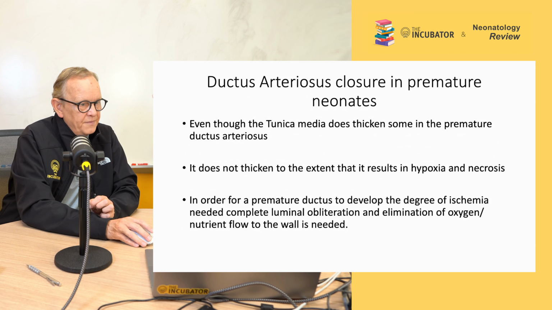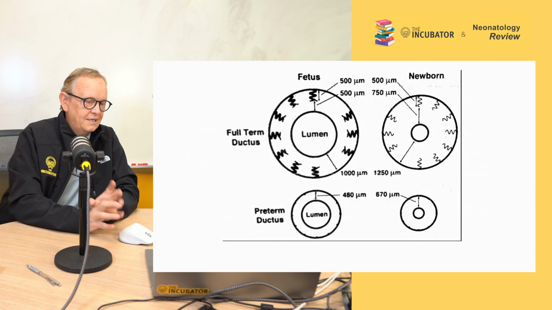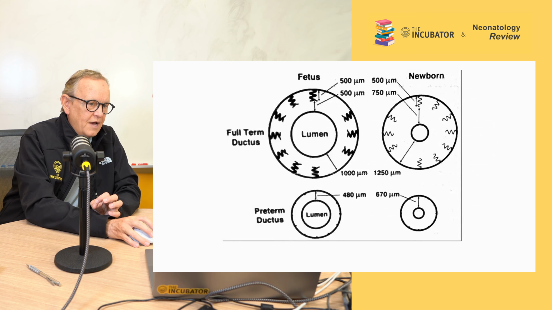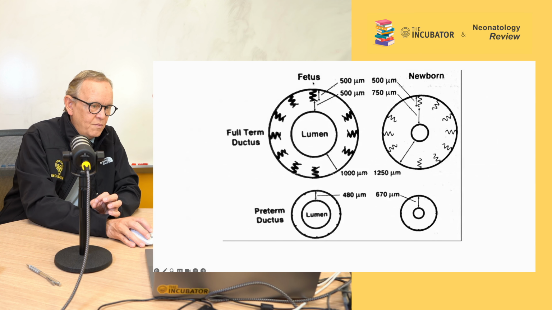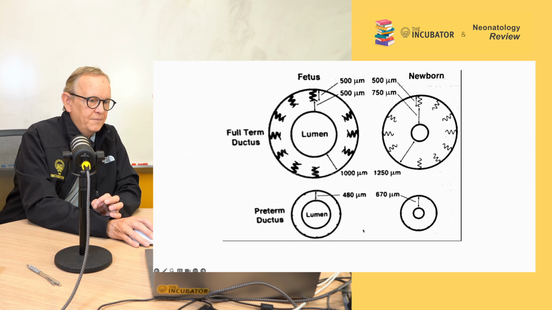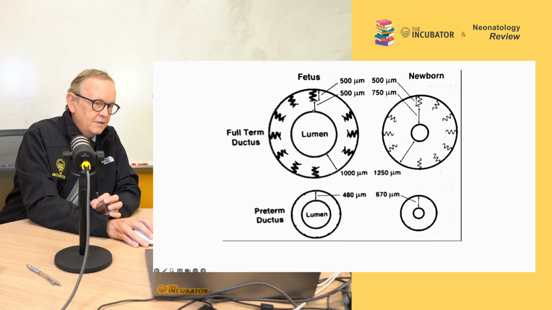So this is the classic image. You have the vasa vasorum coming down here. This is a full-term ductus. Yeah, this is the fetus. This is a newborn. This is a preterm. So in the fetus, this area here is less than 500. So this stays open, right? And here's a vasa vasorum coming down here. So you don't have a watershed area.